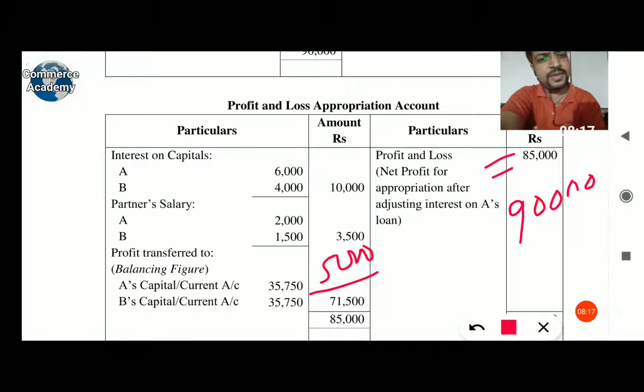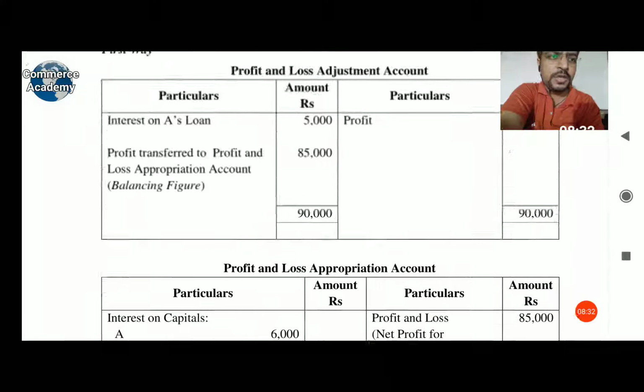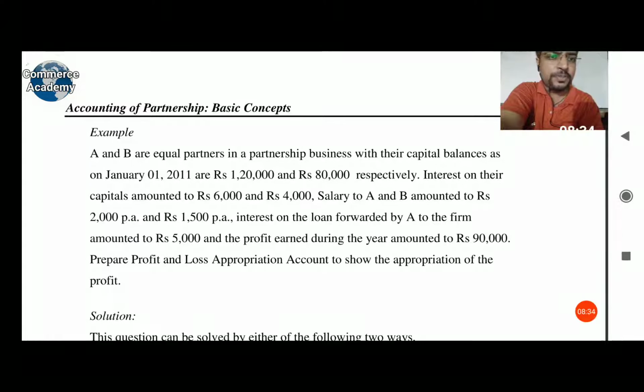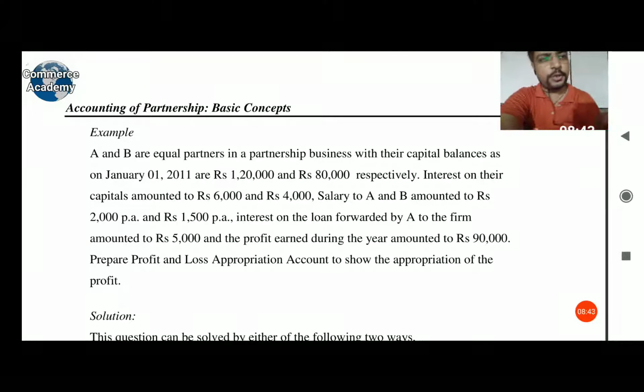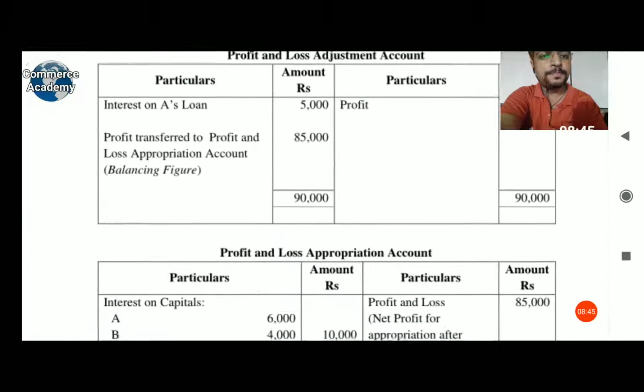So the balancing figure goes to partners' capital accounts; the profit is transferred as the balancing figure to A's capital and B's capital. The profit sharing ratio is equal because there is no option to consider in the appropriation account. There are no details available here, so the profit is distributed equally. Clear?